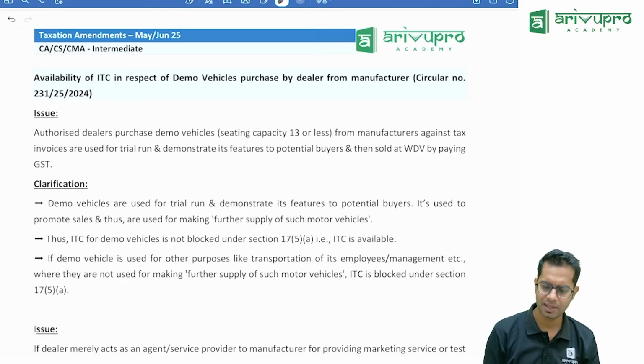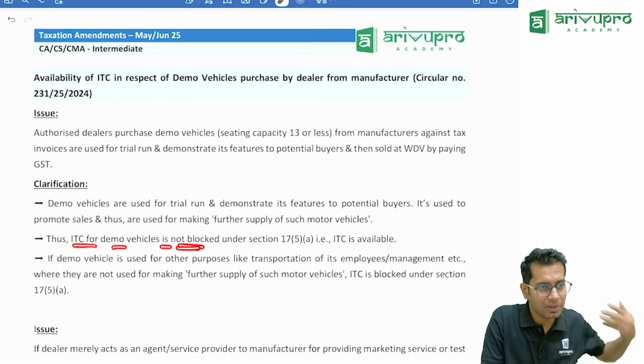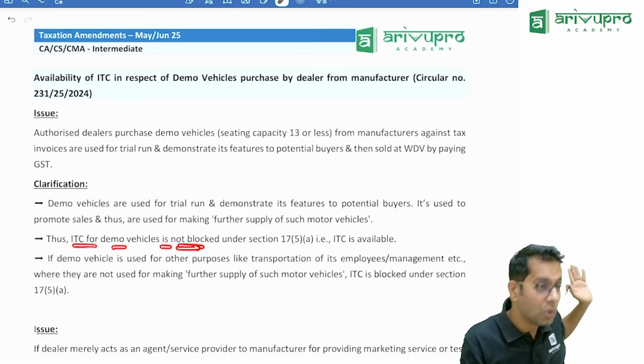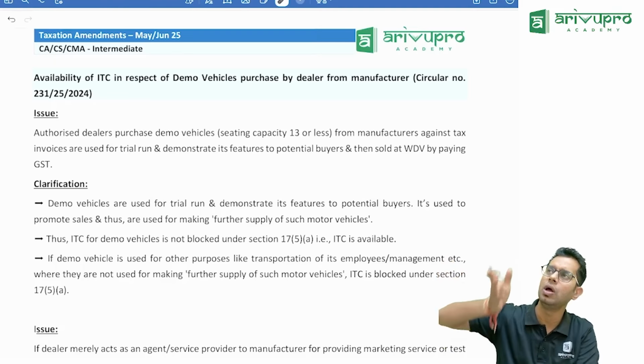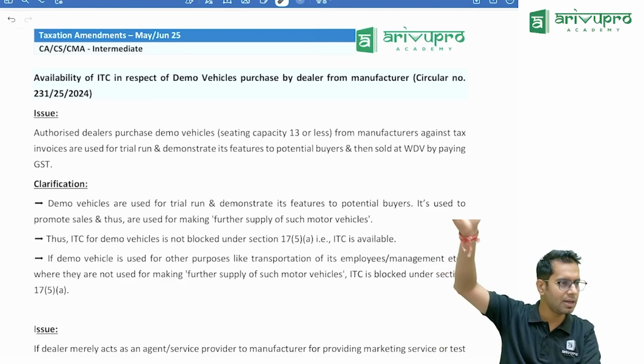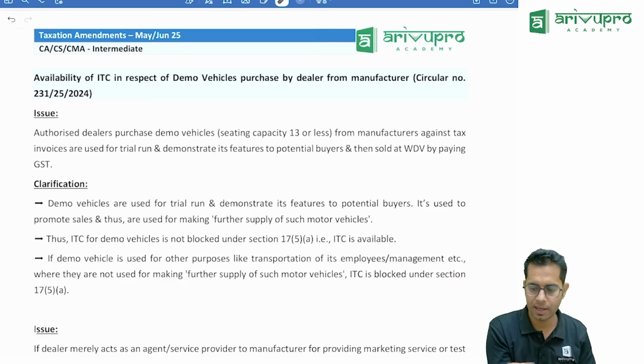Lawmaker says yes, the ITC is available. ITC on demo vehicles is not blocked because it is not something which you are giving to someone for free. It is used in the course of business. For example, in showrooms, the AC which is installed over there is a demo AC only. If you go to a mobile store, the mobiles kept over there are demo mobiles only.